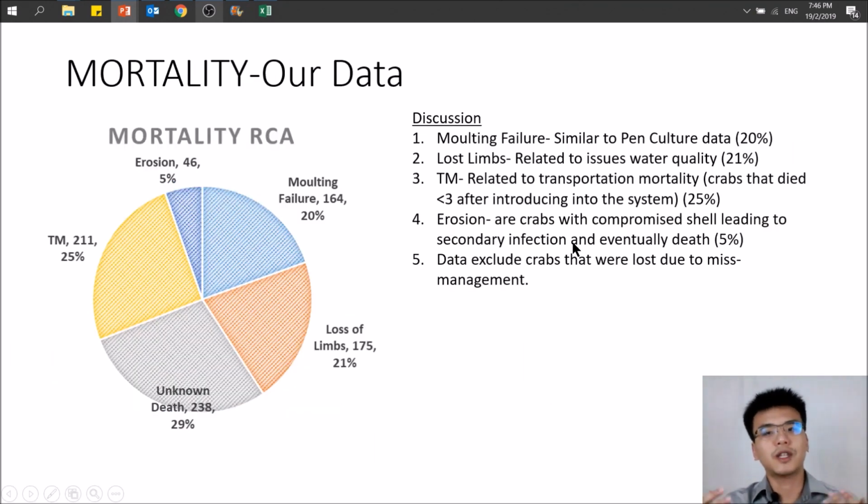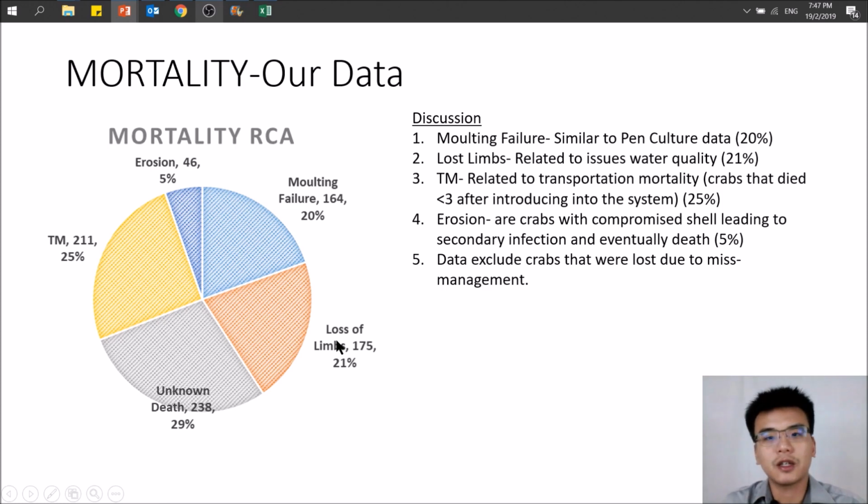So what is the mortality when you're farming crabs in a vertical farming system? This is the mortality result that we had a while back. It's what we call mortality root cause analysis. Similar to the previous findings, molting failures account for about 20%. This is the inherent molting failure that the crab faces when growing out in the system. However, there are also other subsets of reasons why the crabs are dying in the system. For example, 21% is due to what we call lost limbs.